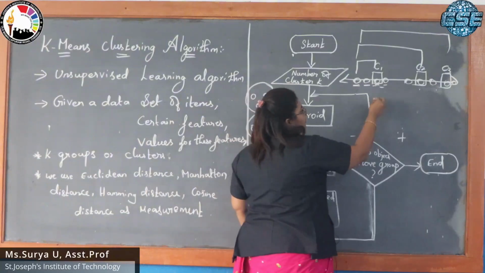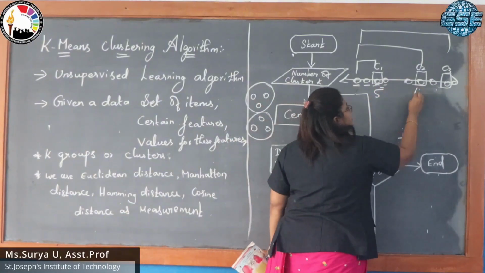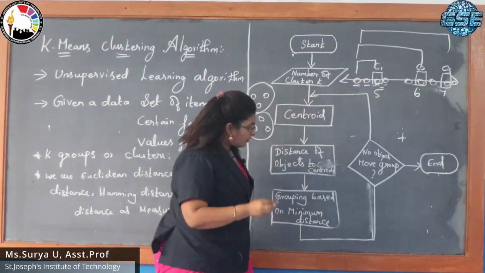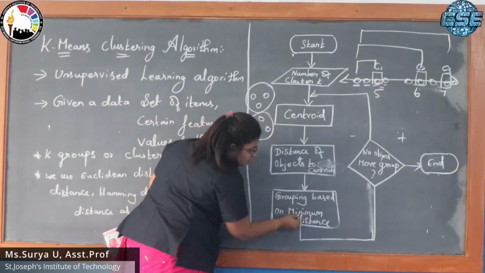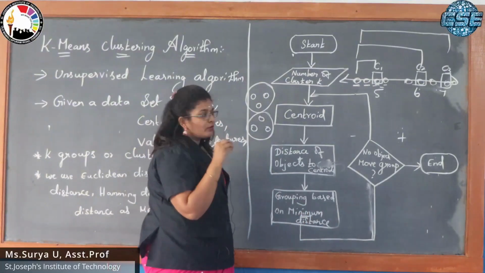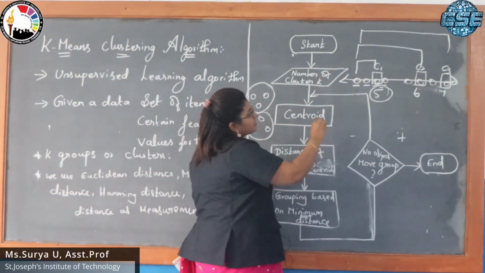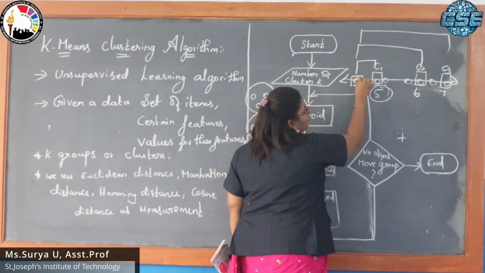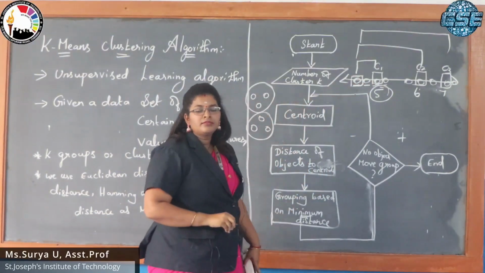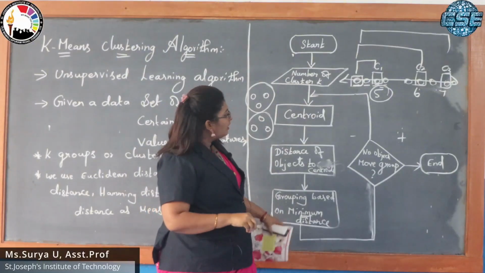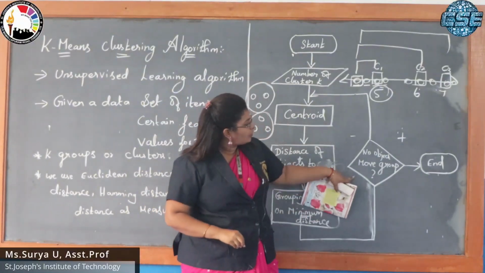Maybe let me tell you this is 5, 6 and 7. So what you have to do, you have to group based on the minimum distance. So how do you have to group? My minimum distance is 5, so this first data point belongs to cluster 1. This is how you have to calculate. Okay, then you have to move on to the next.